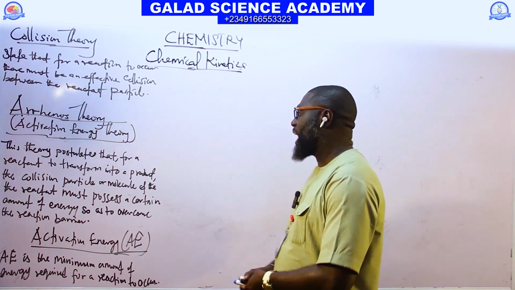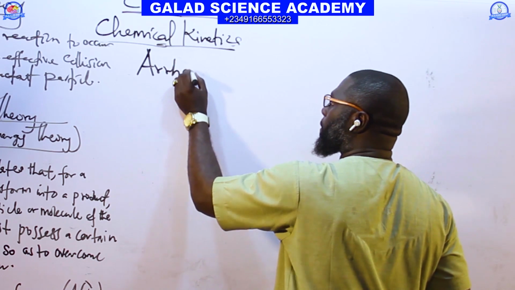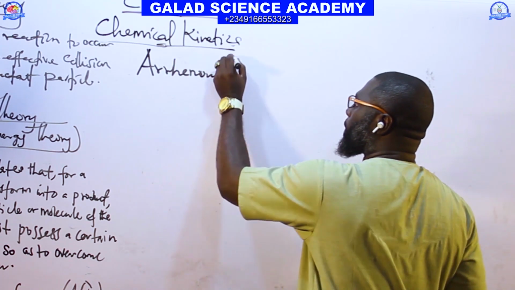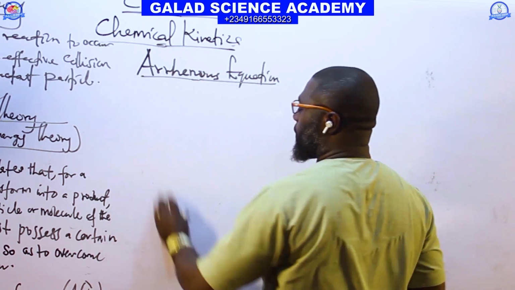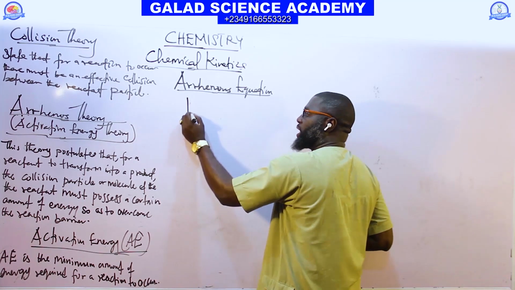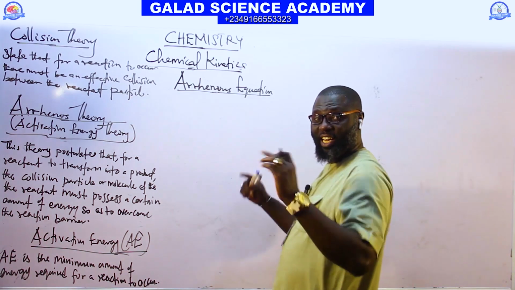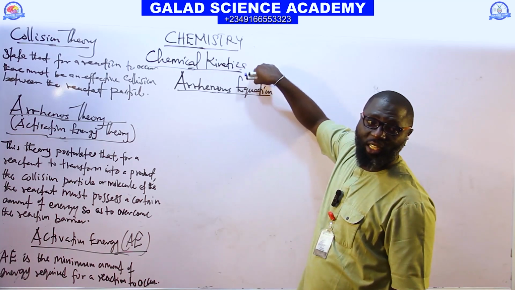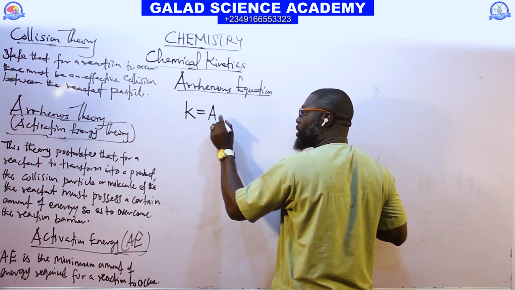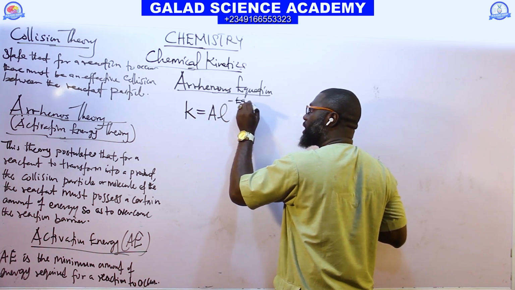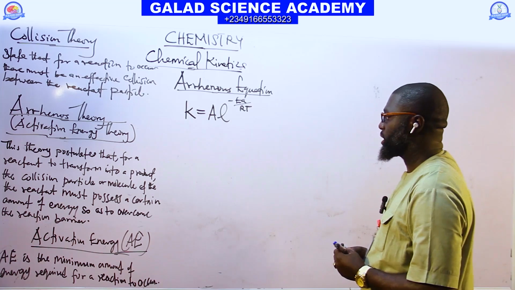The energy required for a chemical reaction to occur is called activation energy. And the next thing we need to treat is the Arrhenius equation. So the Arrhenius equation is a mathematical equation that shows the exact relationship between the rate of chemical reaction and temperature, which is generally denoted as k = A e^(-EA/RT).